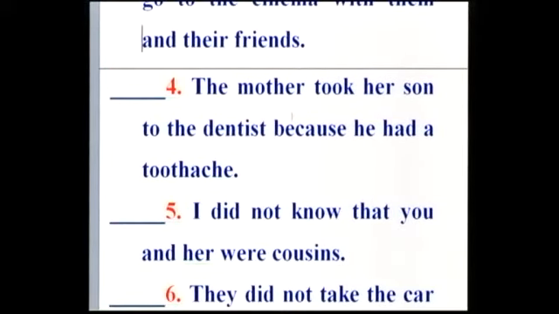Number 5, I did not know that you and her were cousins. طبعا انتوا فاكرين when we were talking about noun clauses. I did not know what? I did not know something. يعني whatever comes after know is going to be what? It's an object. سواء كان الobject ده بقى كلمة واحدة ولا يعني a phrase يعني a number of words without a subject or a verb, or a clause, a number of words with a subject and a verb.